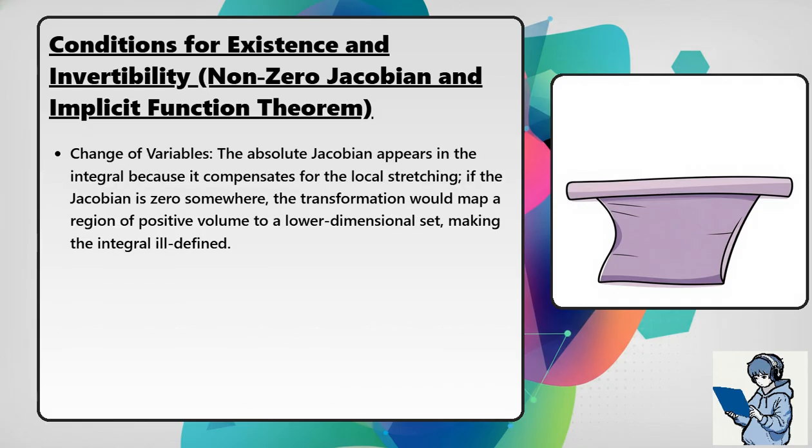Change of variables. The absolute Jacobian appears in the integral because it compensates for the local stretching. If the Jacobian is 0 somewhere, the transformation would map a region of positive volume to a lower dimensional set, making the integral ill-defined.